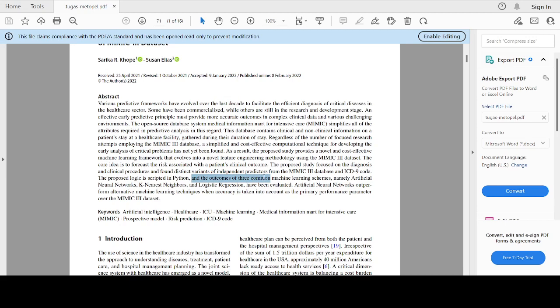And the outcomes of three common machine learning schemes, namely artificial neural network, k-nearest neighbors, and logistic regression. Okay, so three common machine learning schemes.